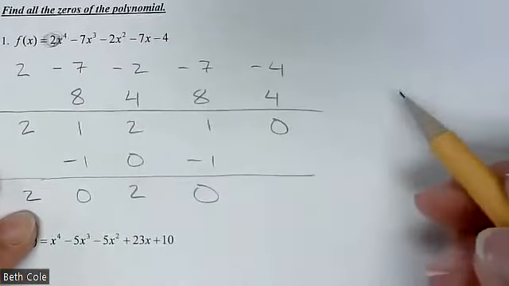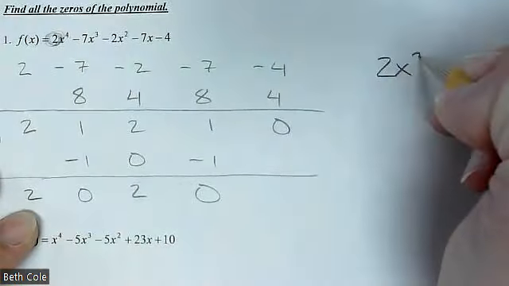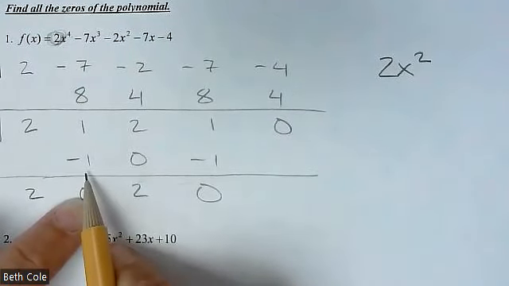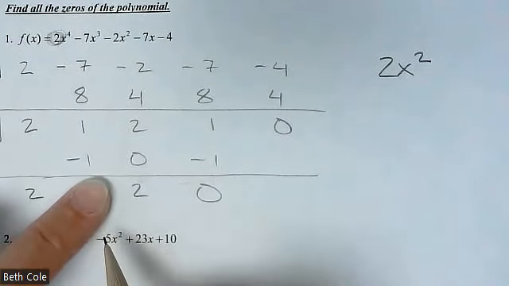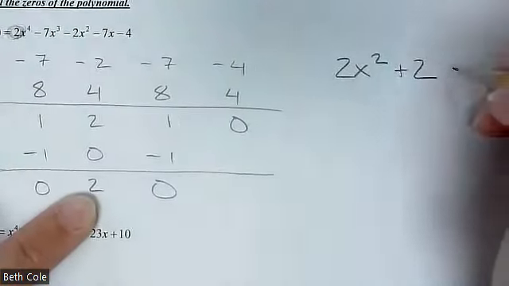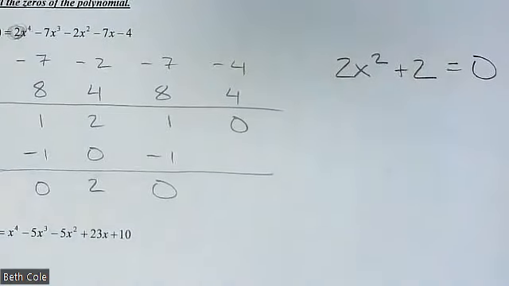Now, I ran out of room, so I'm going to write this off to the side. It's going to be 2x squared, plus 0x. And you can write plus 0x if your heart desires, but I would kind of rather you just skip it. There are no x's. And then plus 2. And then you want to set that equal to 0, and we're going to keep going and solve it.